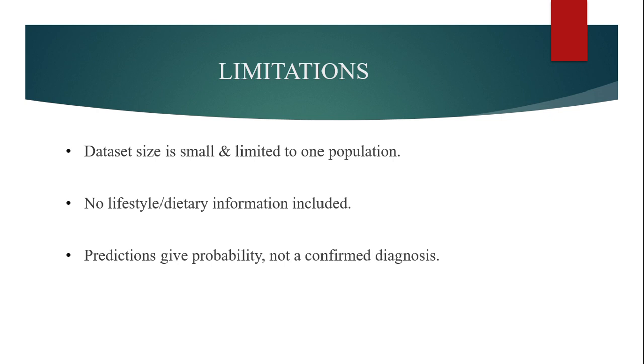These are some limitations. The dataset used was relatively small and came from a single population, which may affect how well the results apply to other groups. Also, the data did not include lifestyle or dietary information, which are known to influence diabetes risks. Finally, the model provides probabilities of diabetes rather than a confirmed medical diagnosis. This means it should serve as a decision support tool to assist healthcare professionals, not replace clinical evaluations.